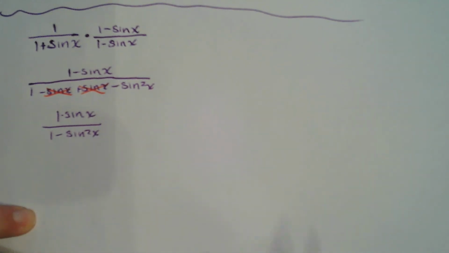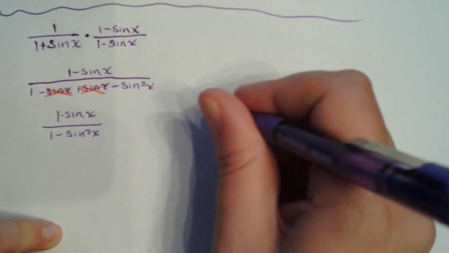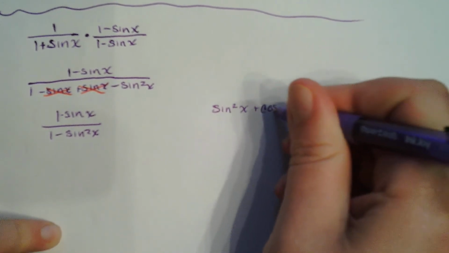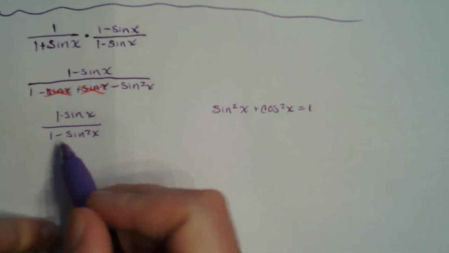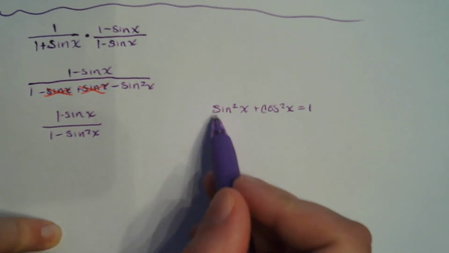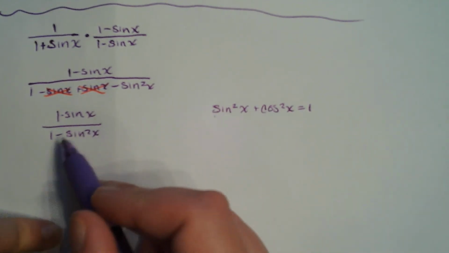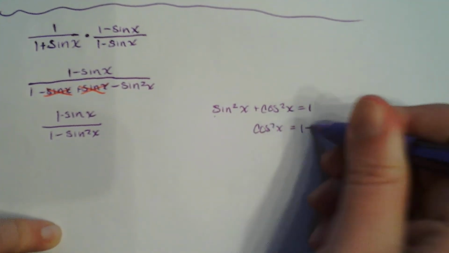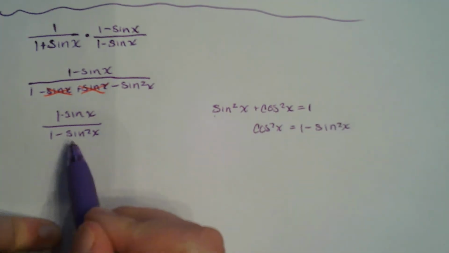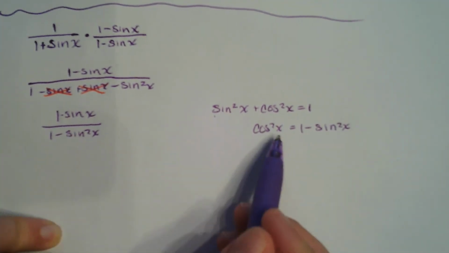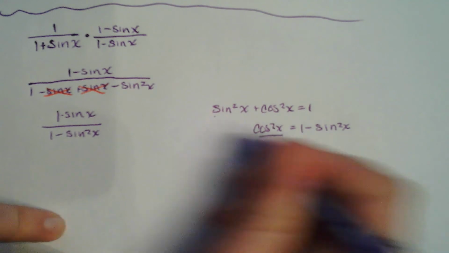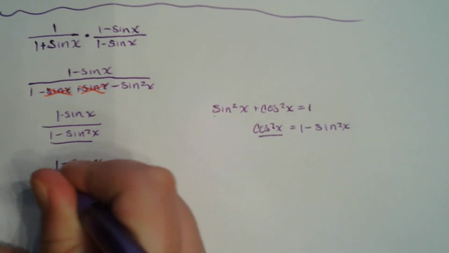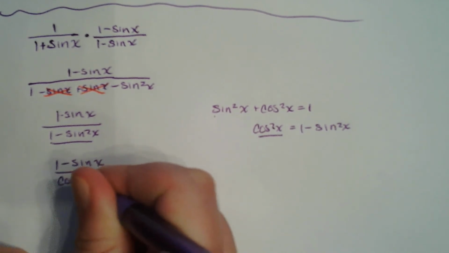And as soon as I see that sine squared x, I'm going to think of that Pythagorean identity, same thing. Sine squared x plus cosine squared x equals 1. Well, what if I subtract the sine squared x over there? I'm going to get 1 minus sine squared x. So let me show you what I mean. Cosine squared x equals 1 minus sine squared x. So I see now I can replace the denominator with cosine squared x, which is what I'm going to do. 1 minus sine x over cosine squared x.